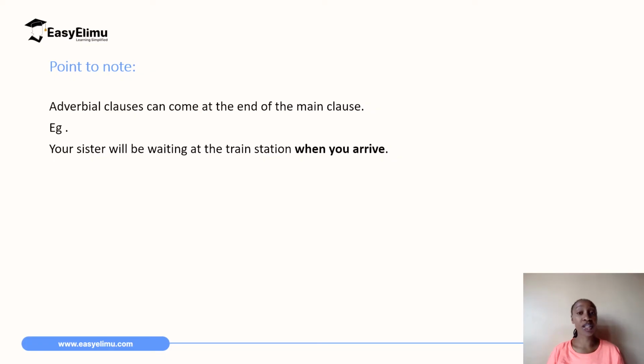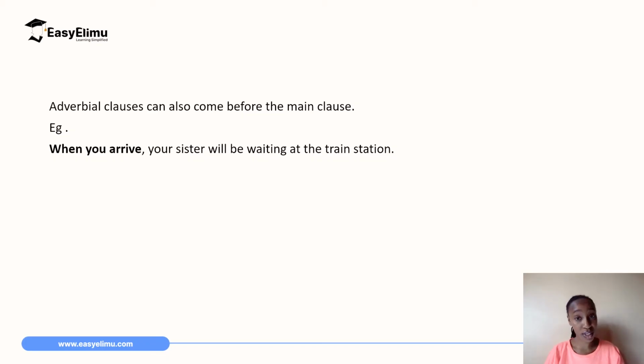So it is important to note that it is possible for adverbial clauses to come at the end or after the main clause. For example, your sister will be waiting at the train station when you arrive. So the adverbial clause in that sentence is when you arrive, and the main clause is your sister will be waiting at the train station. So it is possible to have the adverbial clause at the end or after the main clause.